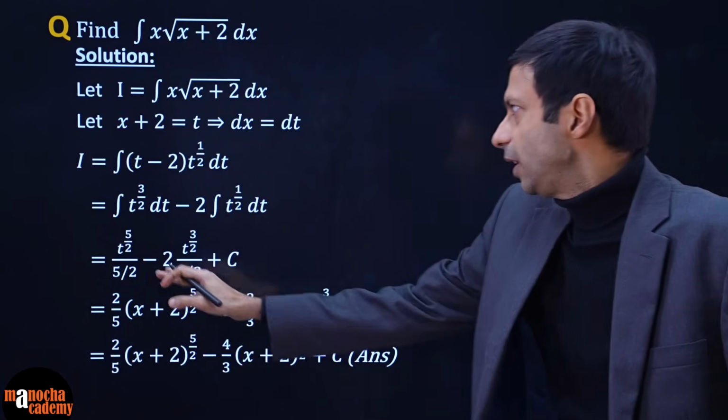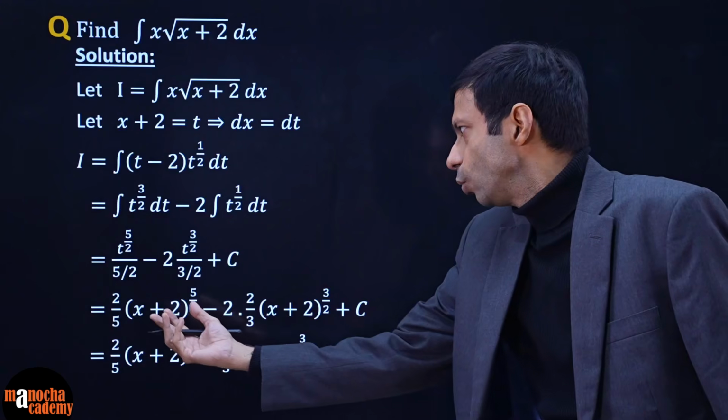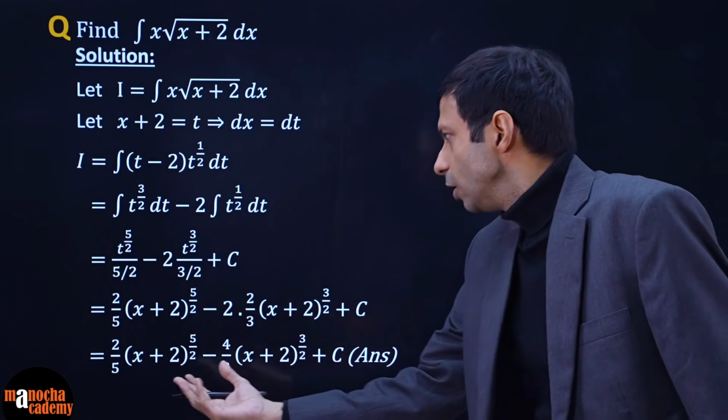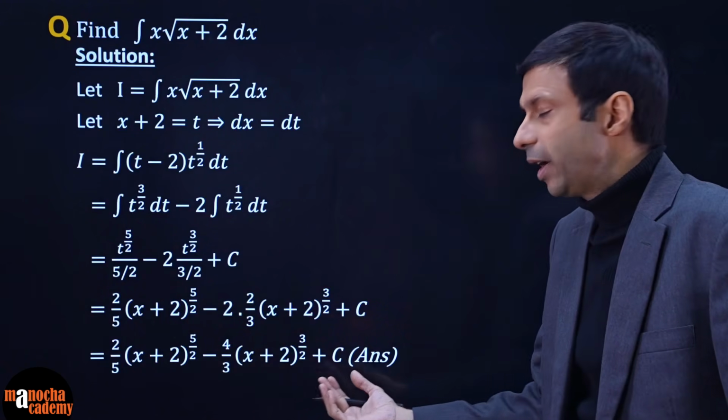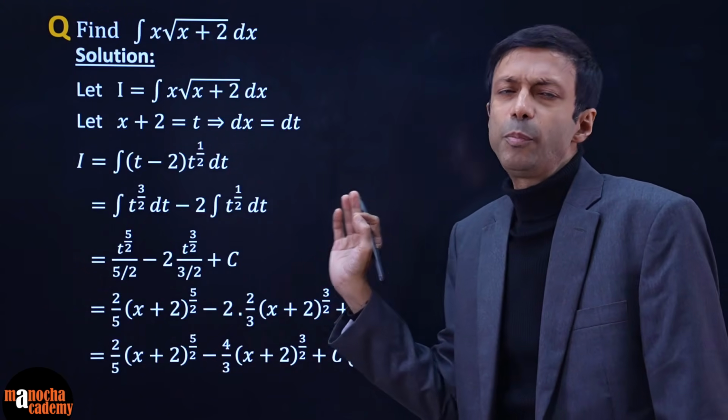So see, you'll get t to the power 5 by 2, t to the power 3 by 2, and put your t as x plus 2. So write the answer in a nice beautiful way plus your constant. Very, very, very beautiful question.